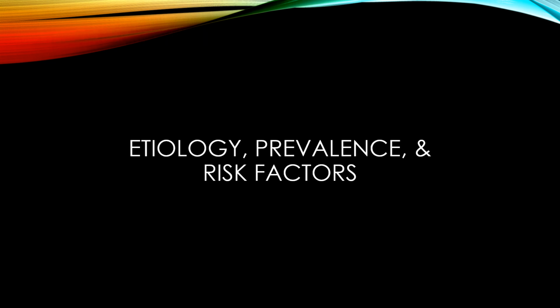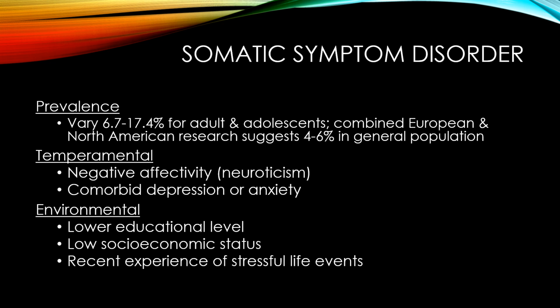Now let's round out this lecture with our etiology, prevalence, and some of our risk factors in this group. So first up, let's look at somatic symptom disorder. The prevalence of this one has some pretty good variation. In general, if we combine both European and North American research, the estimate is somewhere around 4 to 6% within the general population, which for mental health disorders is actually pretty high.